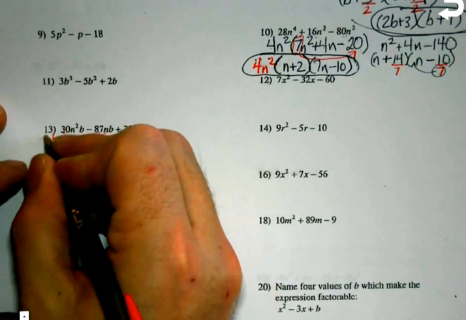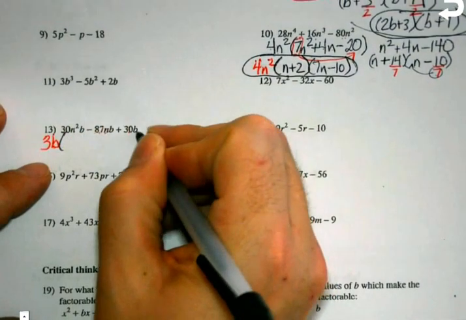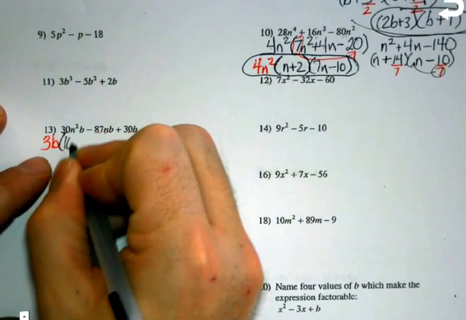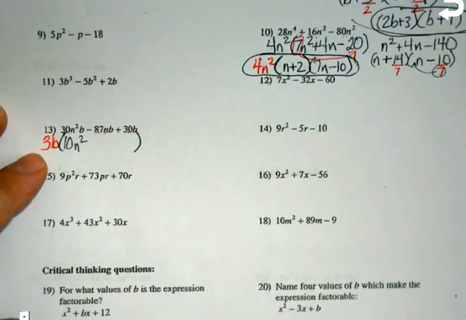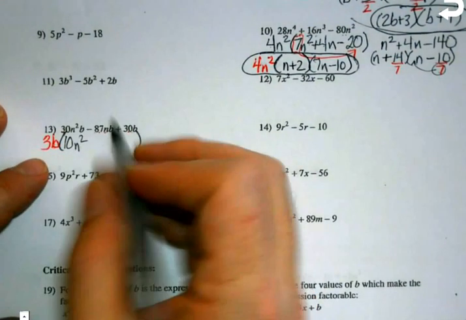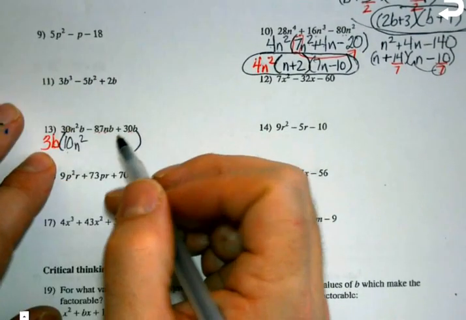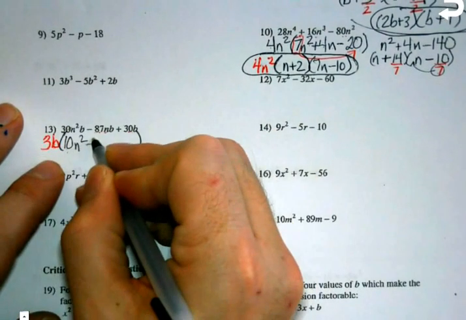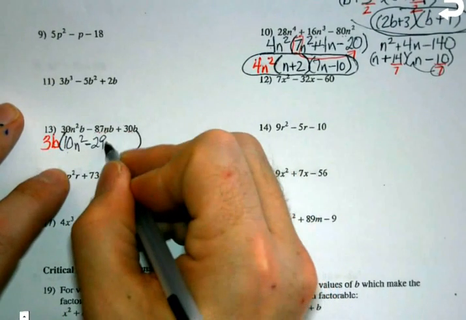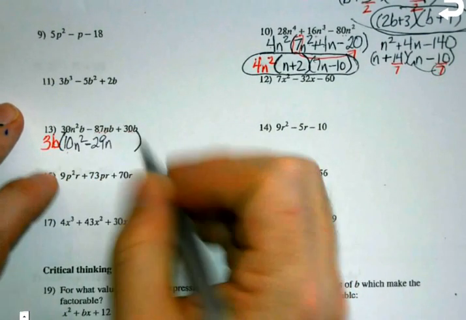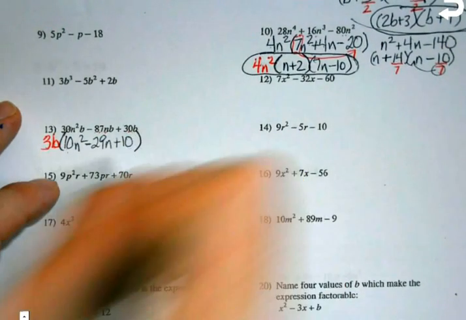3. So if I take out a 3b, watch what happens. I've got 10n squared, but I already have the b, so that first term's not going to have a b. Okay? Yep, I'm just multiplying to get my first term back. 3 times negative 29 gets me negative 87. I already got the b, so I just need the n. 3 times 10 gets me 30, and I already have the b.